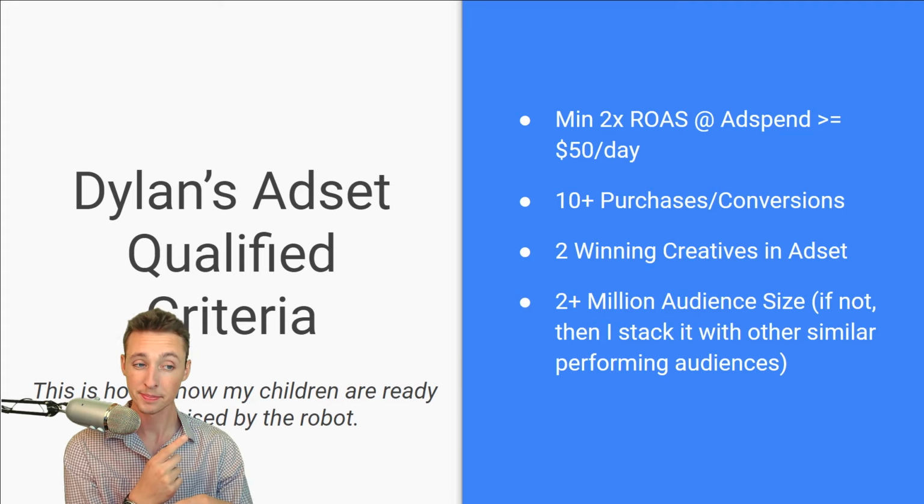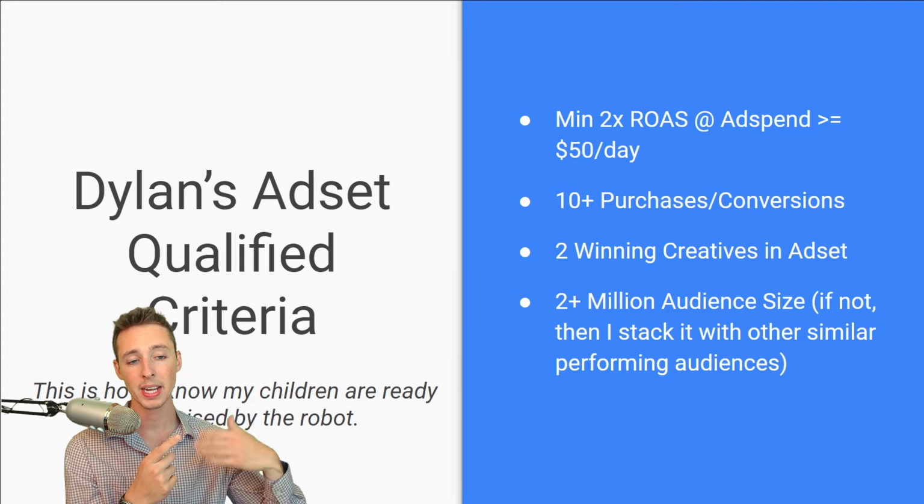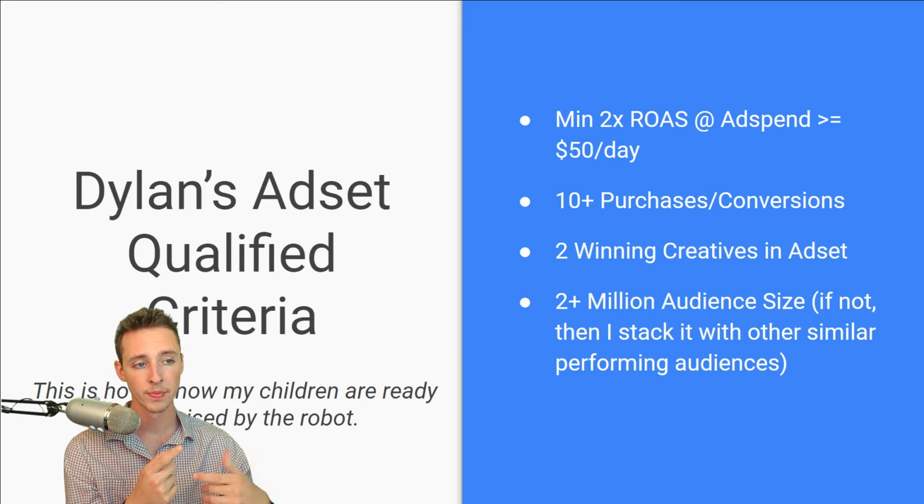only one of them is performing, I'd kill the one that's not performing and try to come up with something new and get that second winning creative in there. Two winning creatives is a minimum, in my opinion.